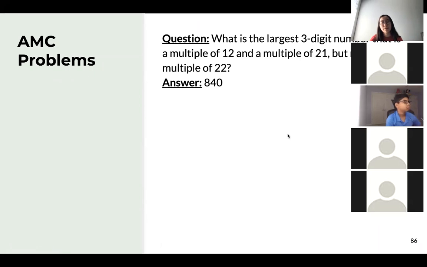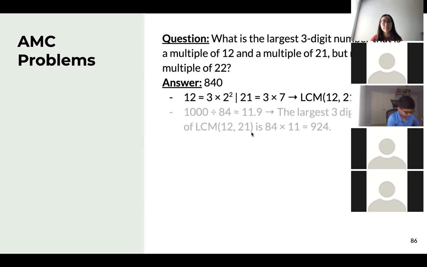So these problems are more challenging, but the best strategy is this: it tells you it's a multiple of 12 and 21. So you should find the least common multiple of 12 and 21, which is 84. And now we're going to look for the largest 3-digit multiple of 84, which happens to be 924.